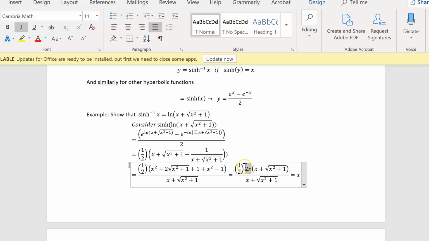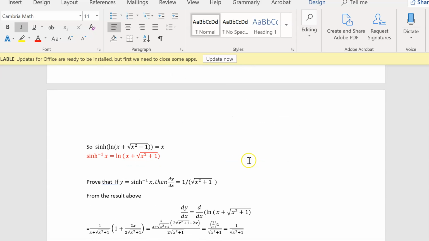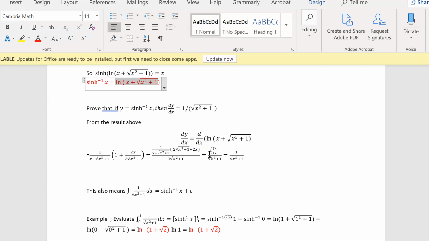You get a 2 and an x from that, and you're left with x plus square root of x squared plus 1, and that will cancel off with the x plus square root term, because 1/2 times 2x is equal to x. So we proved that the sinh of the natural log of this is nothing but x. Okay, and so that means that the inverse sinh of x is the natural log of this.